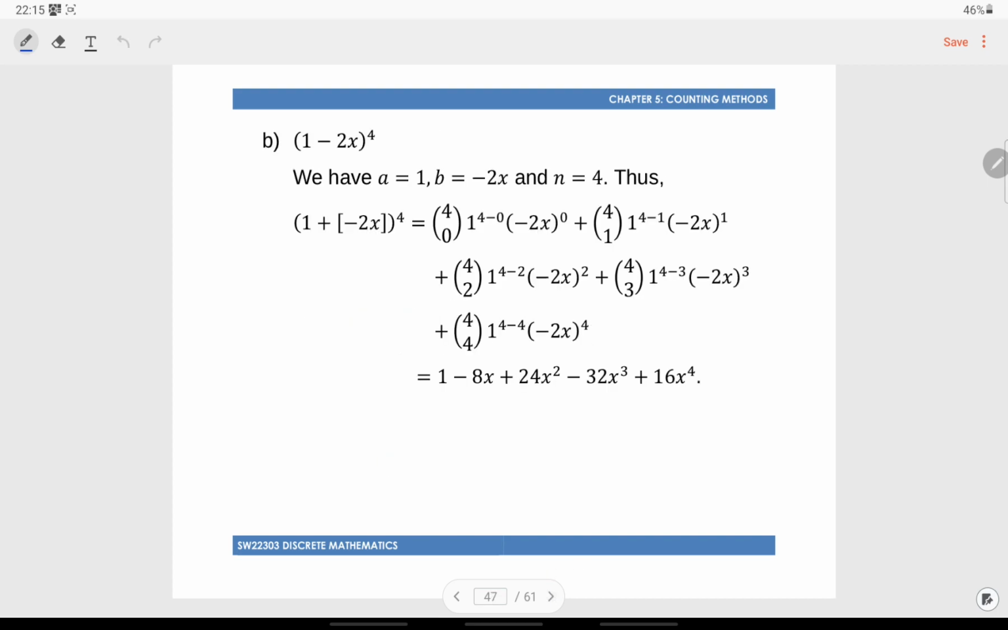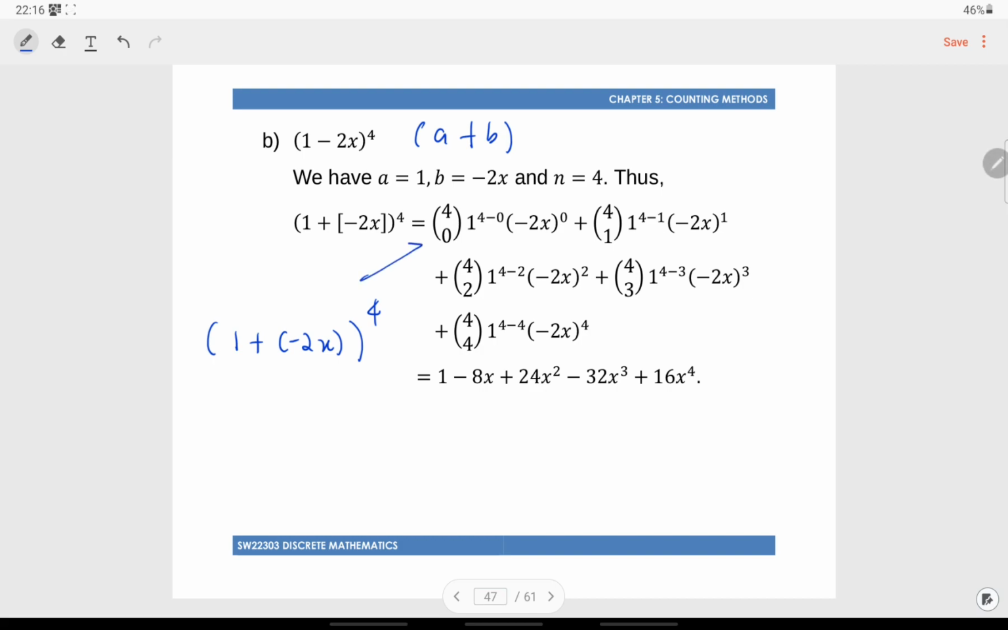Next, we have (1 − 2x)^4. Okay, again, we need to identify what our a, b, and n are. In this case, our a equals 1 and our b equals negative 2x, because we have to stick with the original form of the formula, a plus b. So in this case, (1 + (−2x))^4. That means our a equals 1, our b equals negative 2x, and our n equals 4.